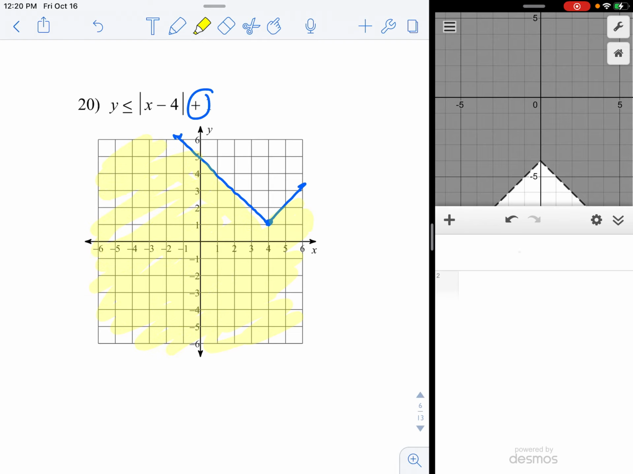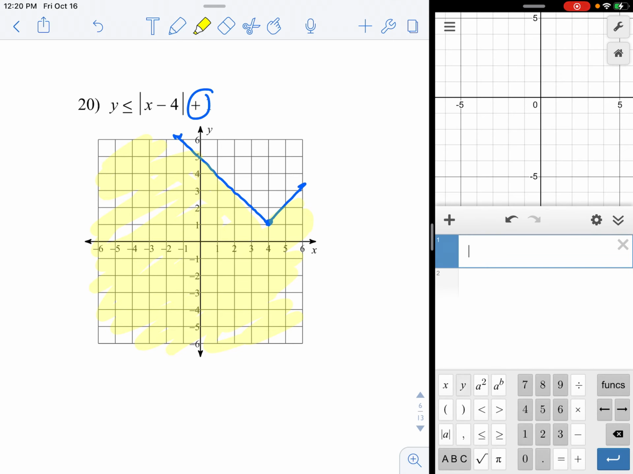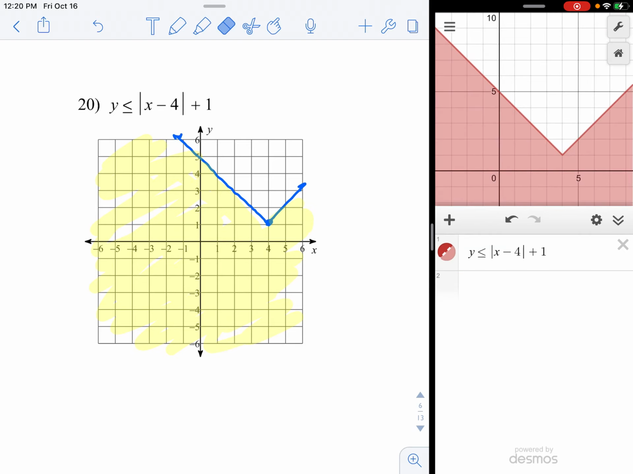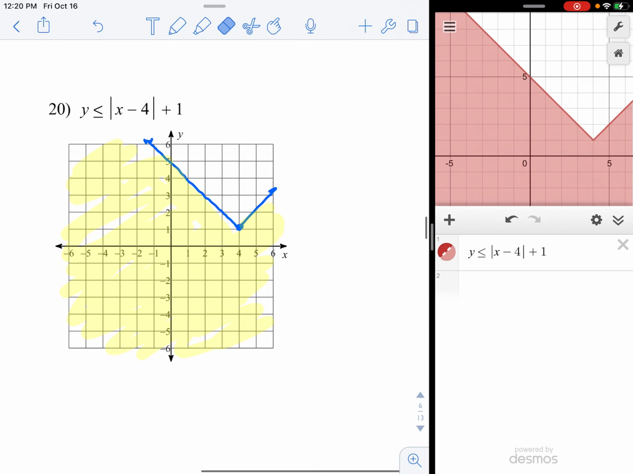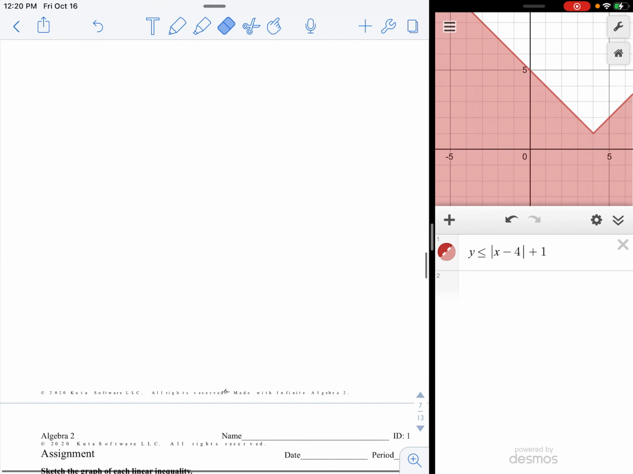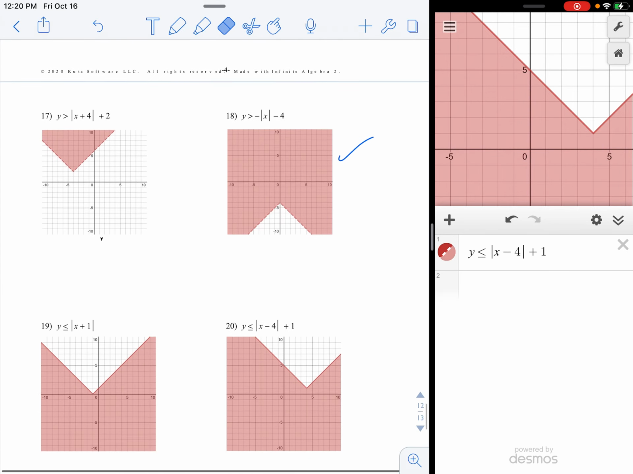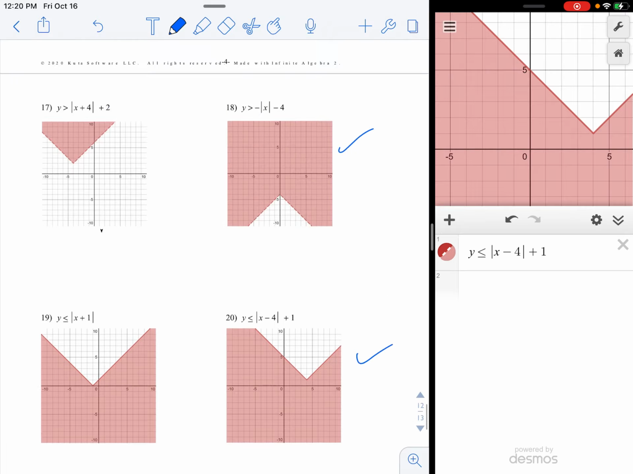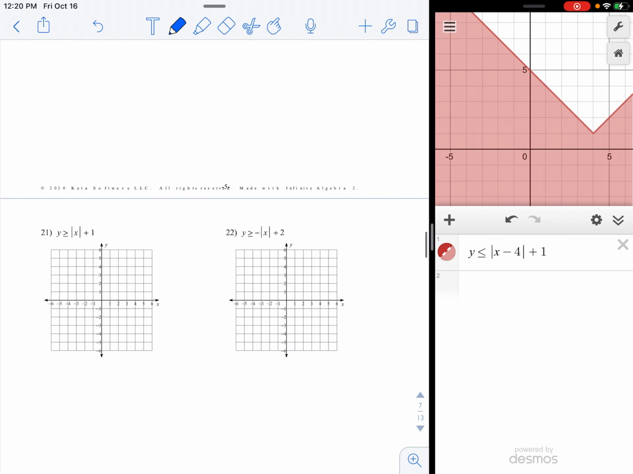Let me get rid of this graph and type that in. Y is less than or equal to absolute value x minus 4 plus 1. And doesn't that look just like my graph-ish? All right, just to be consistent, we'll check it down here, and there it is, the exact same graph. All right, 22, and we are done.